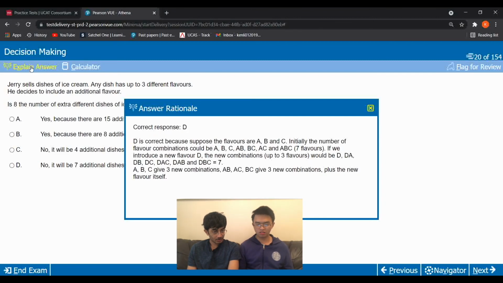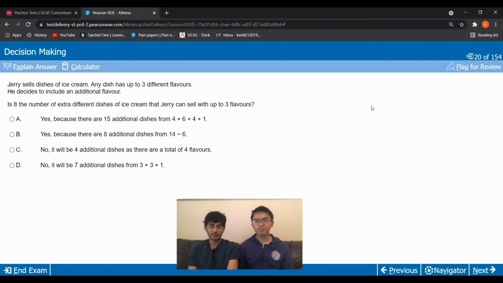So the explanation. D is correct because suppose flavors are A, B, and C. Initially, the number of flavors should be 7 flavors. What? Because any dish can have up to 3 different flavors. Up to 3 flavors. Yeah, up to. So you can have just one. Oh my god. As well. Right. Okay, yeah, 7. Use new flavor, new combinations. Up to 3 would be DDA. Right. Remember when I was saying that these were easy? Yeah, I take that back.